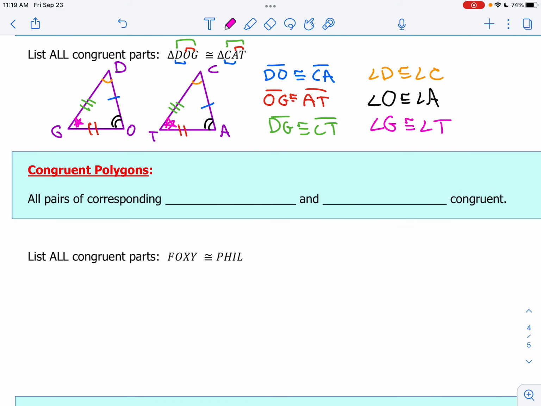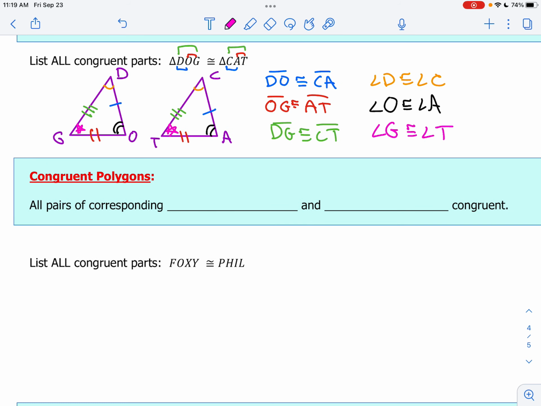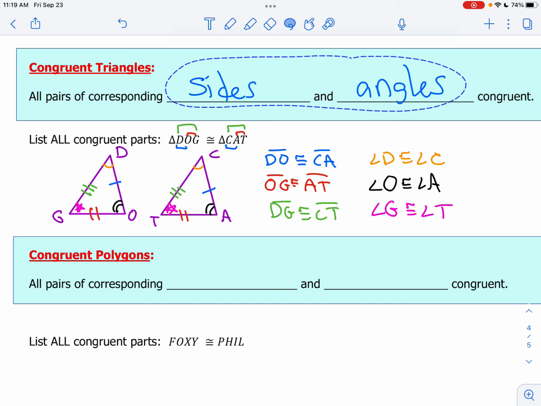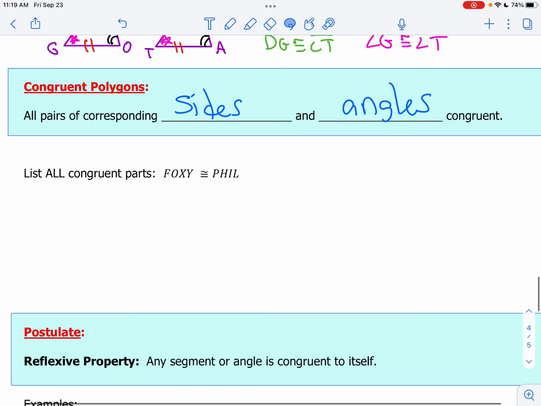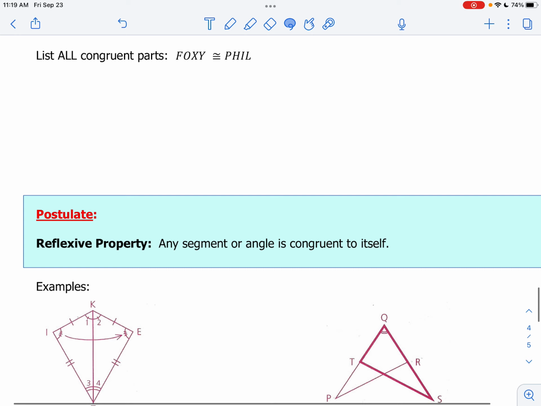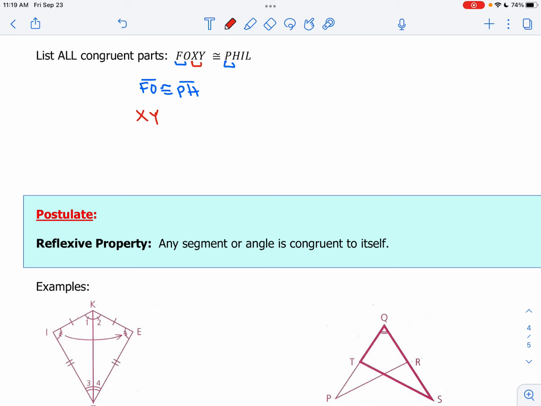Now the polygons, not as much, but because chapter 3 is all about triangles, and then chapter 5 will have quadrilaterals. But it works the same here. Let's go ahead and say sides and angles, duplicate it. We don't need to write it again. To be fast, we'll do FOXY and PHIL without drawing it, and we'll just grab a bunch of different colors. So FO lines up to PH, and if you want to fast forward this part of the video, that's okay. The XY lines up to the IL. Yeah, that's good for Illinois.